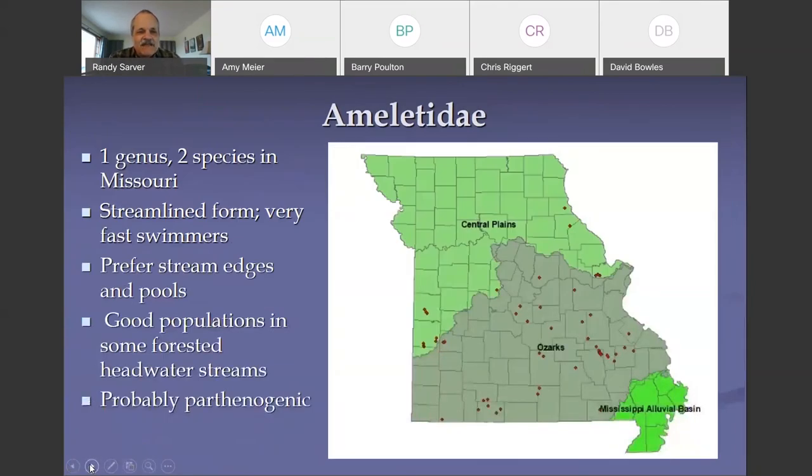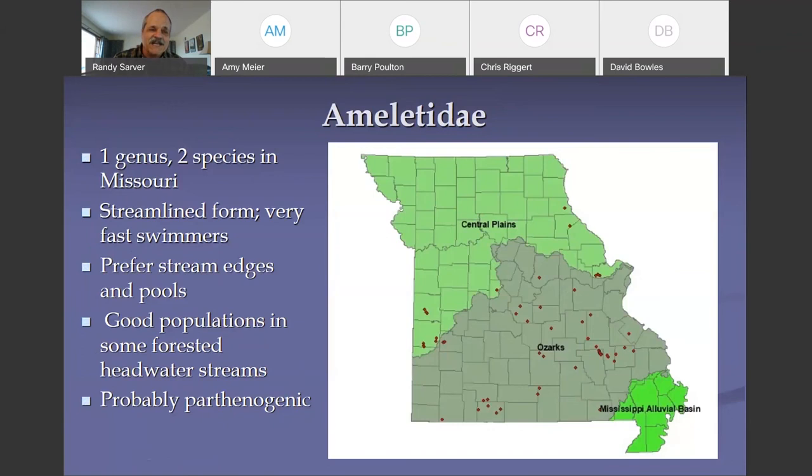Next. They're a little more widely distributed than I might have first thought. It's just that you don't normally collect them if you're doing biological assessment work in smaller rivers or creek-size streams. You just don't find them a lot. What I found in the last couple of years is the reason I didn't think they were very common is that they can be really common in really small headwater streams.